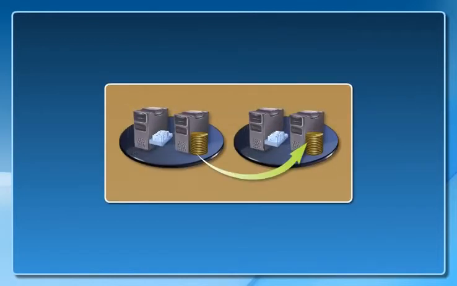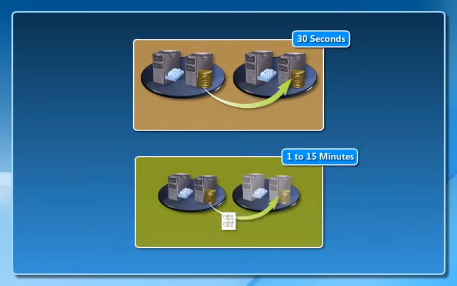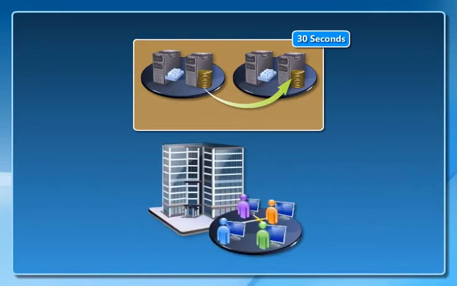The mailbox servers in a DAG provide automatic database-level recovery from failures that affect individual databases, thereby providing continuous mailbox availability. With DAG, failover of a mailbox database completes in about 30 seconds, as against 1 to 15 minutes in a CCR environment. Consequently, users at Fabricam are now experiencing minimal downtime.